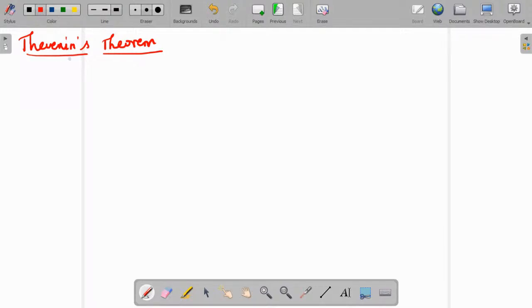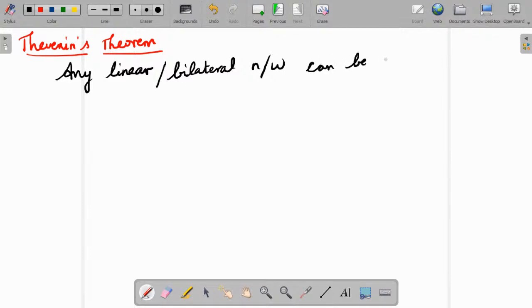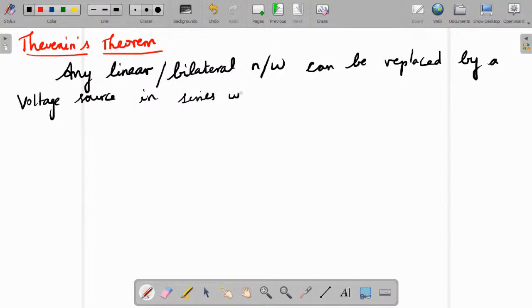Okay. So what is the statement of Thevenin's theorem? You can note it down. Applicability is often asked in tests, that is, what type of network this theorem is applicable to. So any linear or bilateral network can be replaced by a voltage source in series with a resistance.